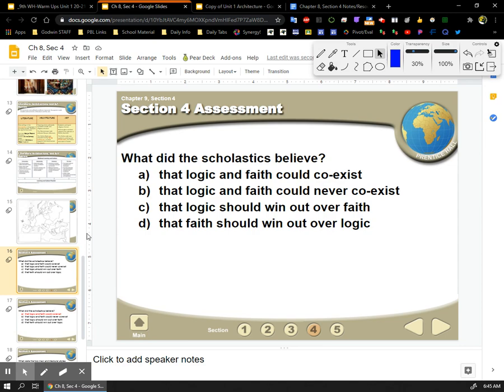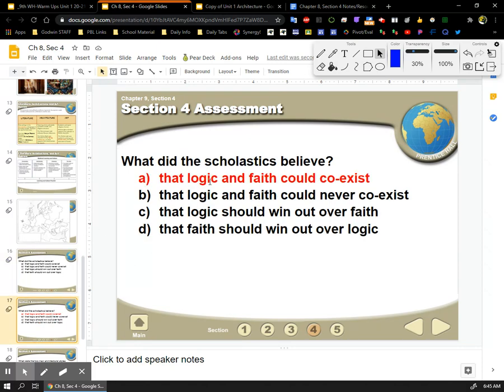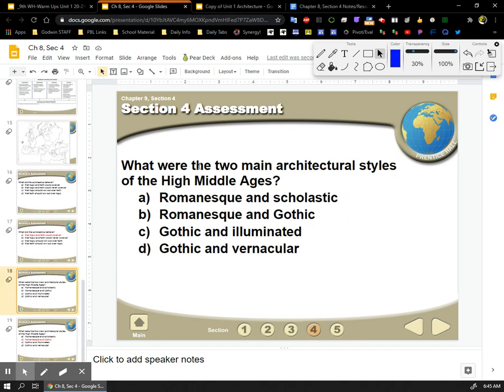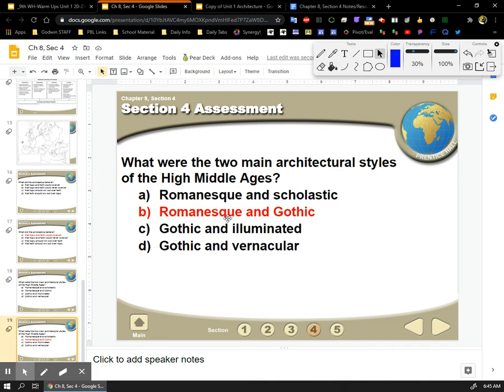A couple of questions for you to practice. What did the scholastics believe? Take a moment to answer this question. You may pause the video. They believed that logic and faith could coexist. Next question. What are the two main architectural styles of the High Middle Ages? Take a moment, pause this, and make your guess. If you guessed Romanesque and Gothic, you would be correct.